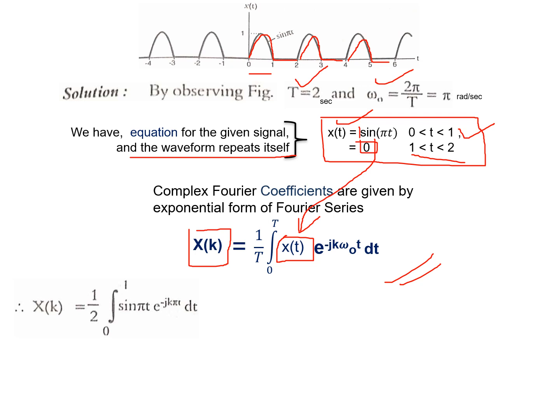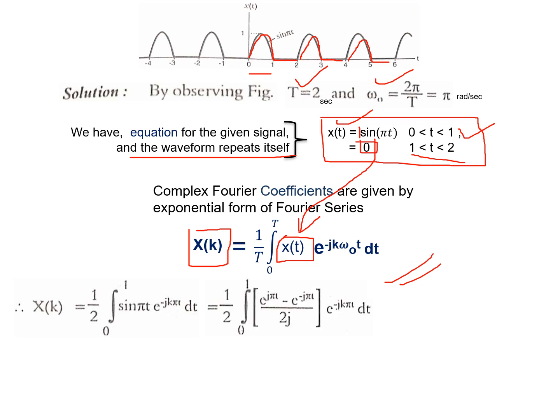I am ignoring only one part. Out of one time period, 2 seconds, I am integrating only from 0 to 1 second. Because the signal is defined only from 0 to 1 second, and from 1 to 2 it is 0. Therefore, the other part will be 0. So, this is the limit of integration.